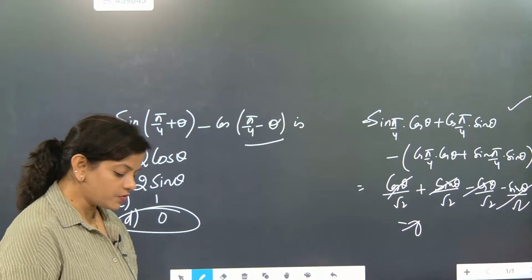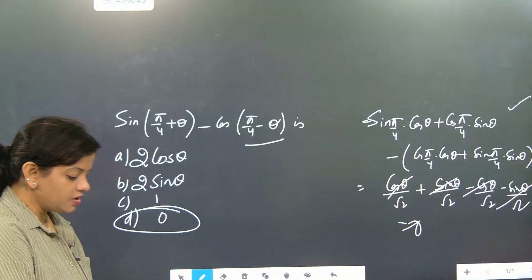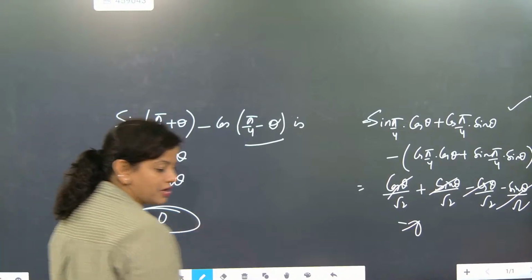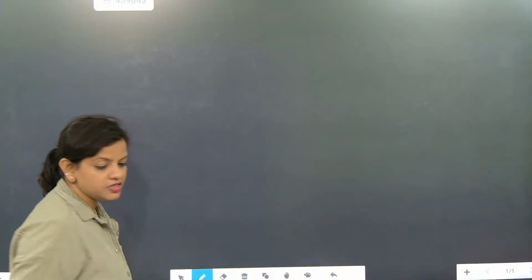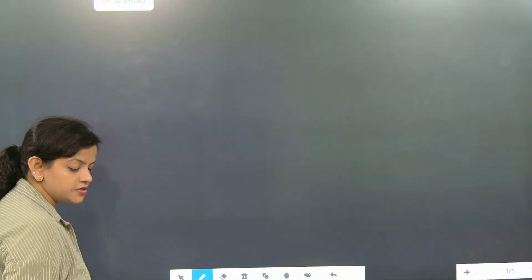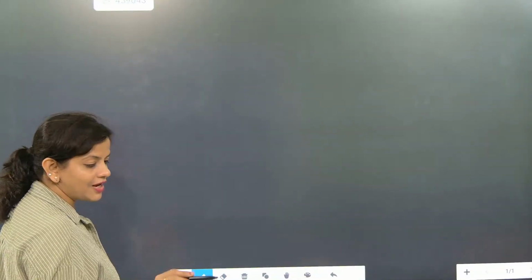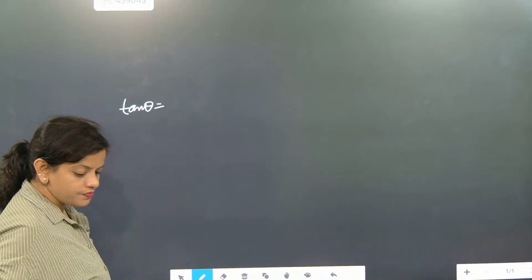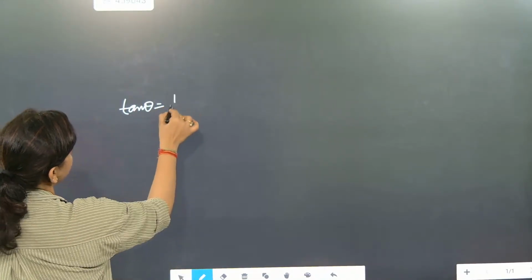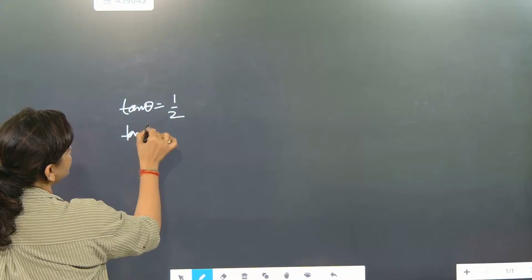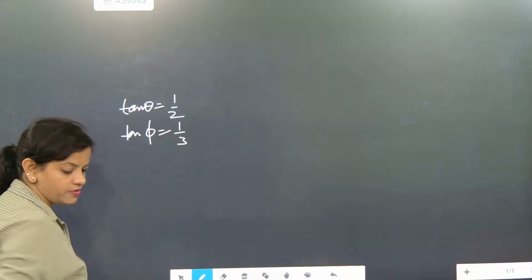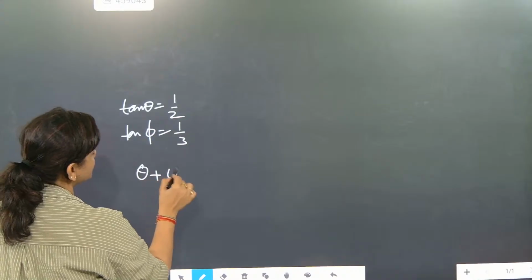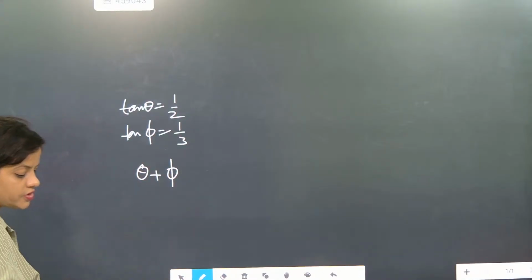This is another question from the trigonometry chapter. Now, another question I'm giving you. Just check this one out. This is not a value question. Tan theta value is given as 1 by 2 and tan phi value is given as 1 by 3. Then what is the value of theta plus phi? Come on, try this question.